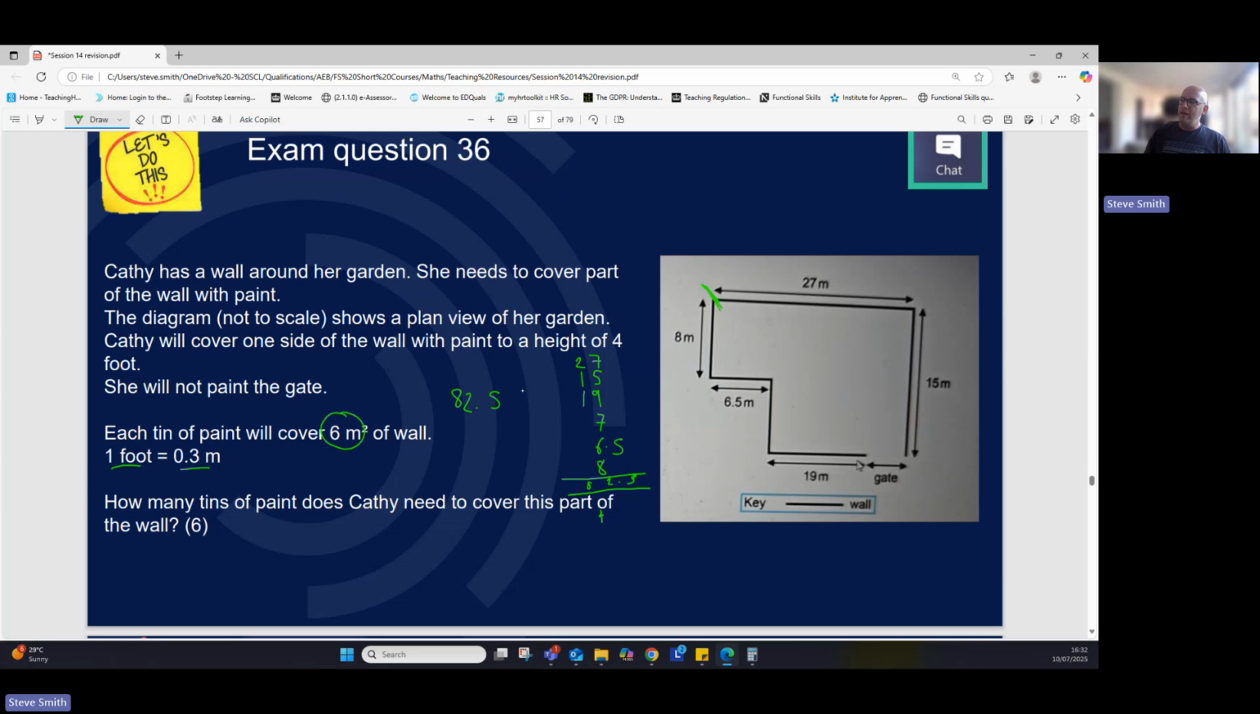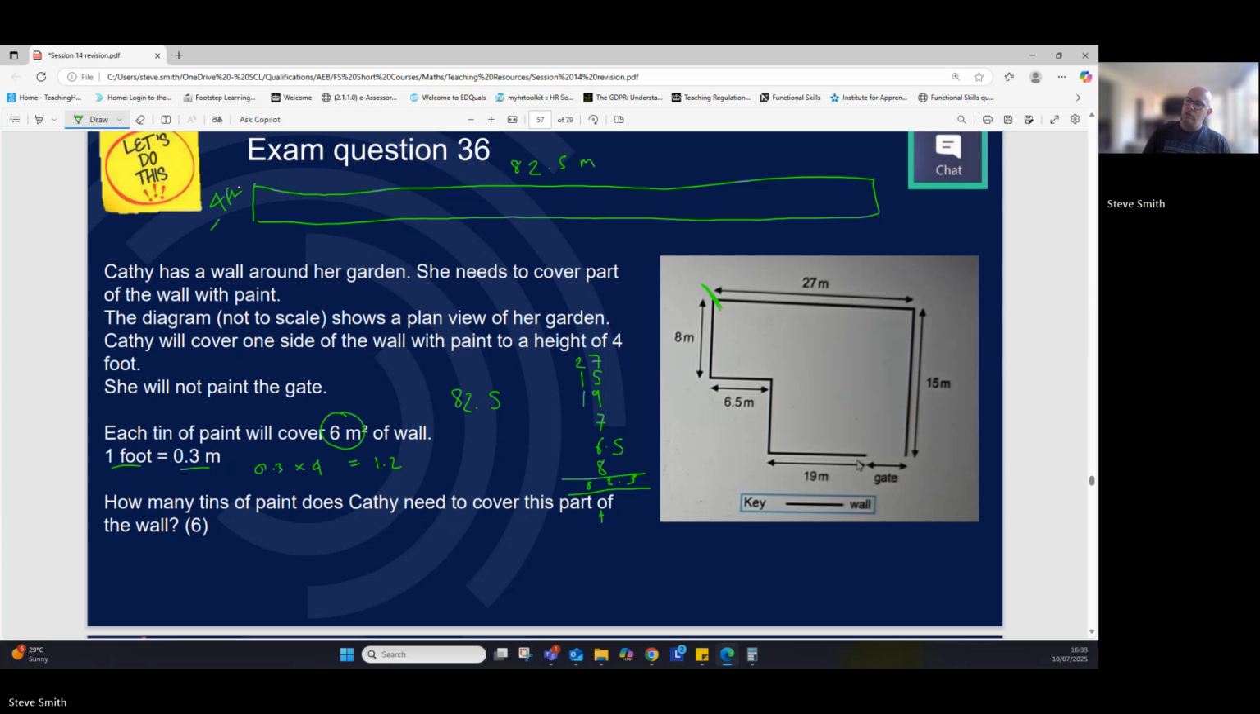We've got a length of all the way around the wall. And I'm going to draw it like this, of 82.5. And we've got a height of 4 feet. Okay, so that's meters. This is 4 feet. So we've got a problem, and it's not a big problem, but we're going to solve it using this formula here. We know that for every 1 foot, it's 0.3 meters. So 0.3 times by 4, because it's 4 feet, is 1.2. So we now know that it's not 4 feet, it's actually 1.2 meters.